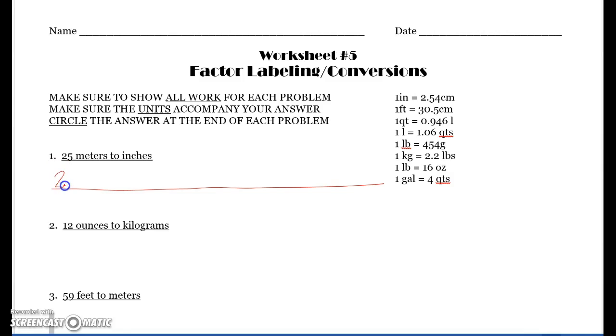So I write down the 25 meters. And because there's nothing in my denominator, I just want to fill the box with a 1. When I multiply by 1 or divide by 1, it doesn't do anything, as we talked about before in class.